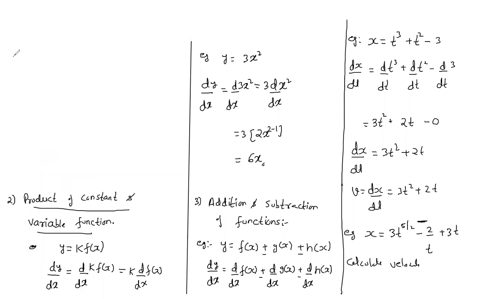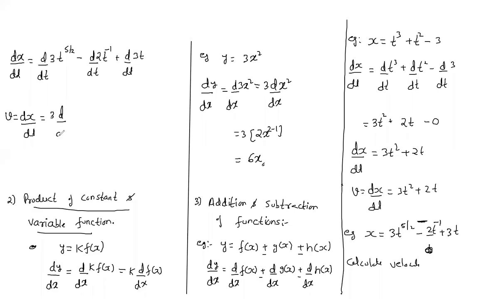So your x is, you need dx over dt. dx over dt is d over dt of 3t to the power 5 by 2. You can write this 2 by t as 2t to the power minus 1, minus d over dt of 2t to the power minus 1, plus d over dt of 3t. So your velocity v, which is equal to dx over dt: you can take the 3 outside this derivative, that's d over dt of t to the power 5 by 2; minus, take the 2 outside, d over dt of t to the power minus 1; plus, take the 3 outside, d over dt of t.